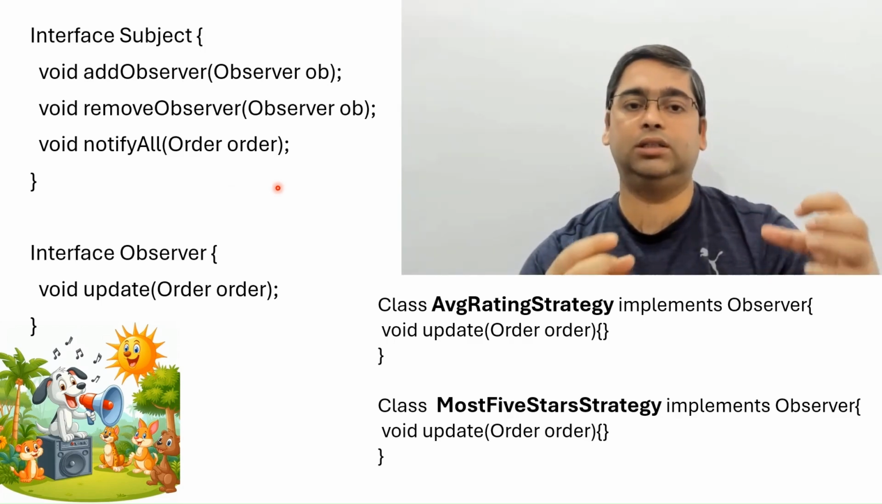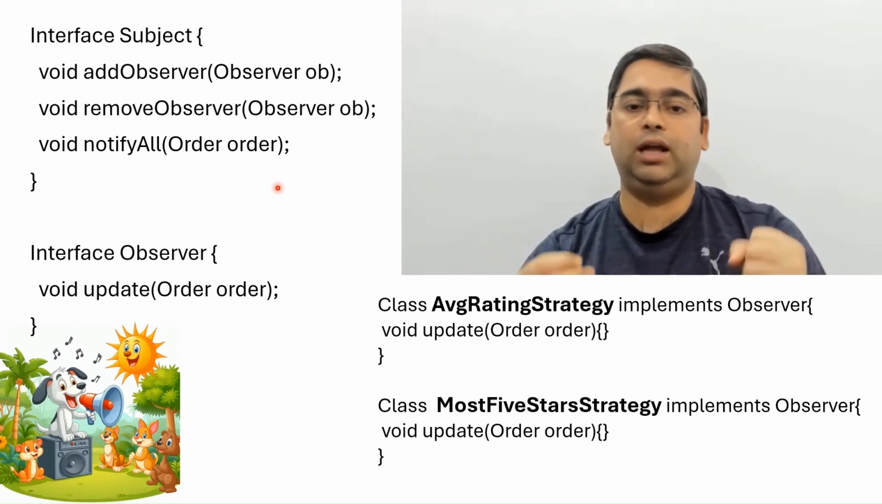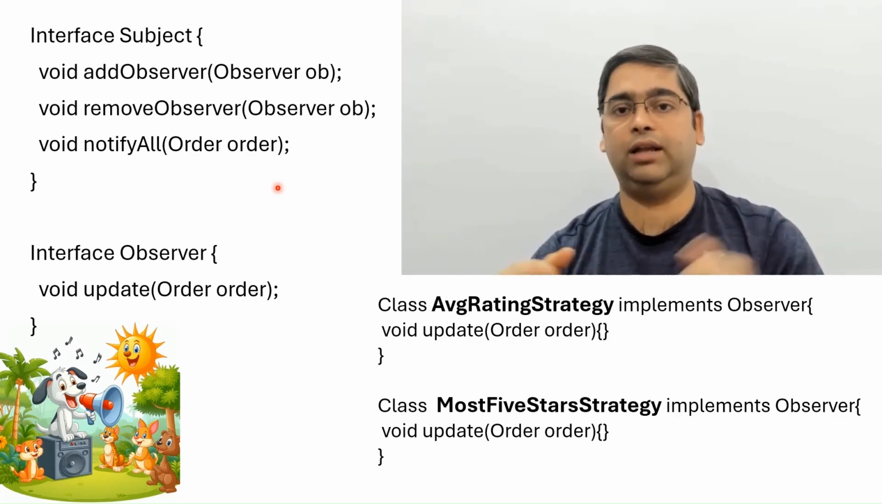Both the classes, the subject where data is getting changed and the observers, are usually loosely coupled, and we have the benefit of extension and readability.